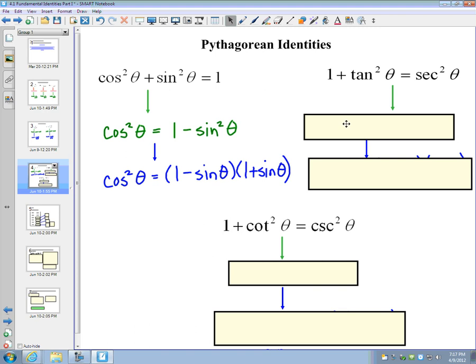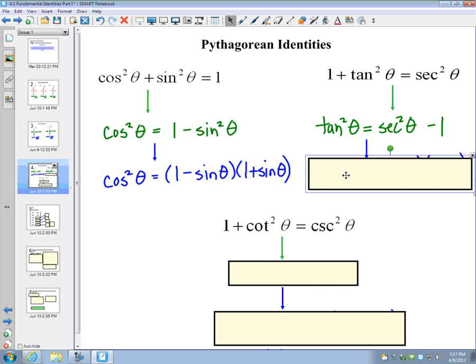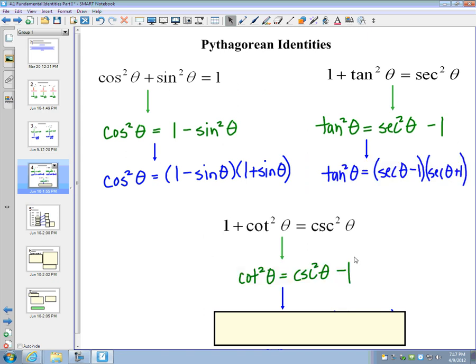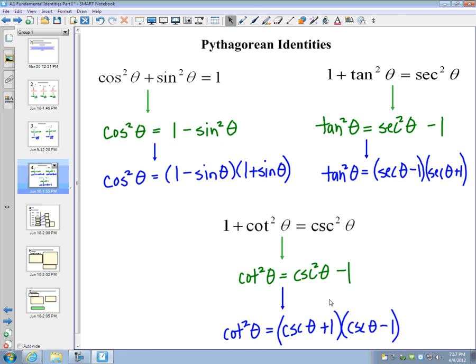1 plus tan squared is equal to secant squared. Same thing, we can solve for tan squared. We have a difference of squares. And similarly, 1 plus cotangent squared is equal to cosecant squared can be represented in a number of ways there too.